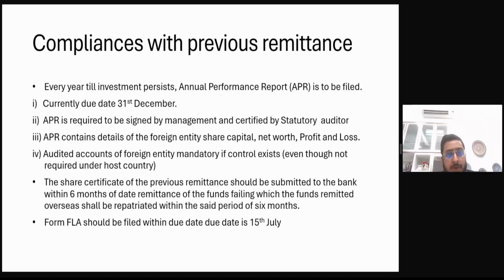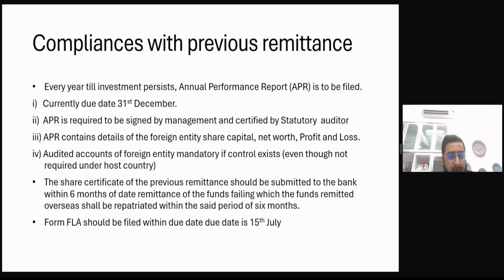As I explained earlier also, what are the compliances with previous remittance we should ensure? First of all, every year till the investment persists, APR has to be filed. Currently, the due date is 31st December. Now, who has to sign this APR? The annual performance report is required to be signed by the management and again certified by the statutory auditor. So again, we play a role over here. And what details does the APR contain? APR contains details of the foreign entity's share capital, net worth, and profit and loss. So that is what we are certifying in this APR. It is a must.